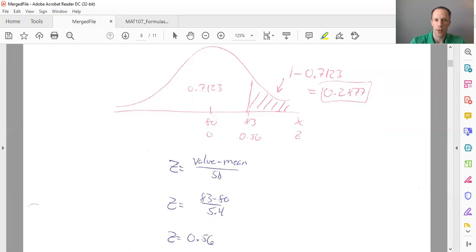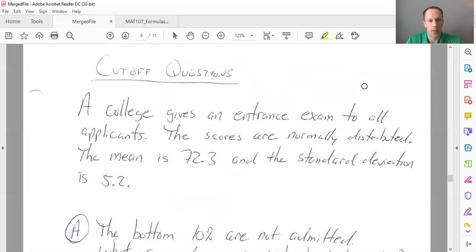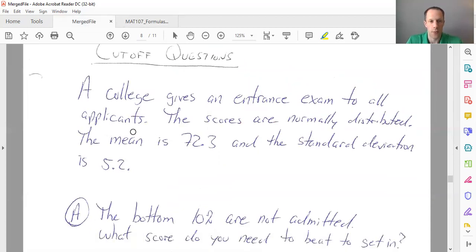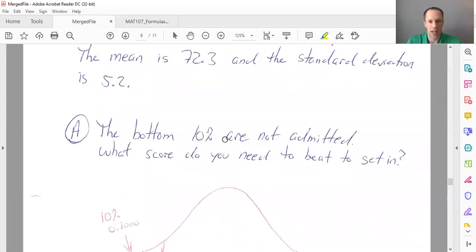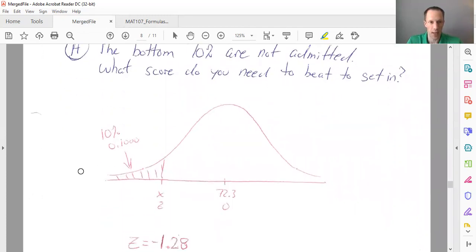Now there's another kind of question that we want to look at in this section, and that's what we call a cutoff question. So for example, we might have a situation like this, where a college gives an entrance exam to all of its applicants. The scores are normally distributed. The mean is 72.3 and the standard deviation is 5.2. Now, maybe the bottom 10% are not admitted into the college. Well, if that's true, you're going to want to know what score you need to beat in order to get in. Okay, well, here's what's going on.